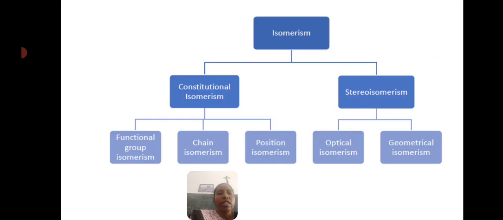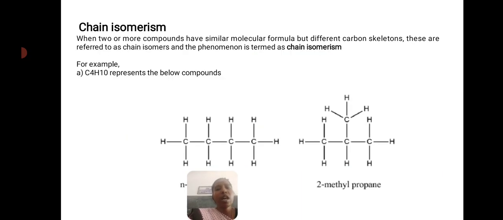This is the main classification of isomerism: constitutional isomerism first, and the second one is stereoisomerism. Under constitutional isomerism, we have functional group isomerism, chain isomerism, and position isomerism, and under stereoisomerism, we have optical isomerism and geometrical isomerism.